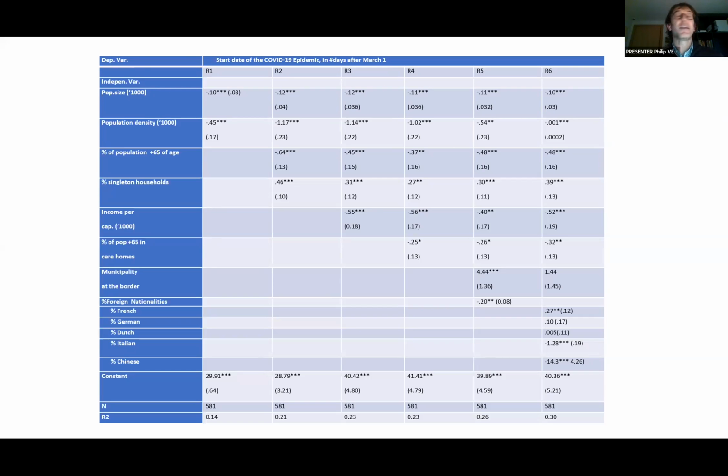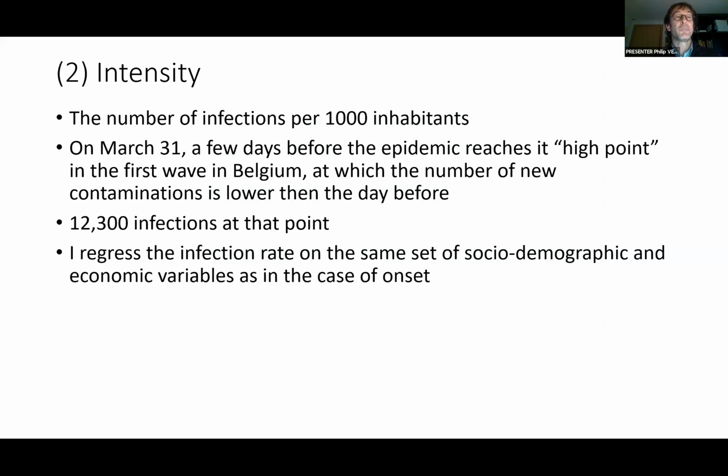I will then go to my second variable, which is the intensity variable, calculated as the number of infections per 1,000 inhabitants. I do this on March 31st. Why March 31st? Basically because it's the first day when we have accumulated figures of the Sciensano data, and it's also right before what I would call the high point of the epidemic in Belgium, at least during the first wave. The high point is defined as the day when the number of contaminations is lower than the day before. March 31st is about one week or 10 days before that high point. We had about 12,000 infections at that point.